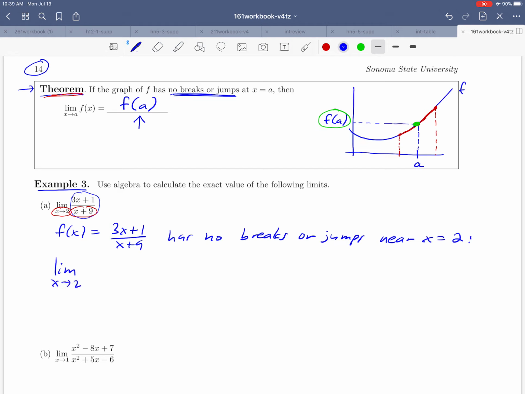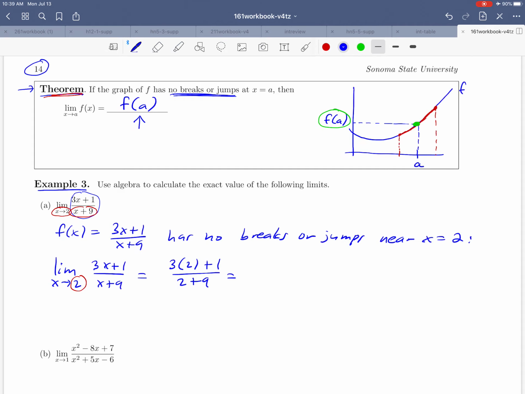Okay, so to take the limit as x goes to 2 of (3x plus 1) over (x plus 9), the theorem says we can just plug in the x value that we're approaching. So we're going to take 2 and just substitute it in for our x values and see what we get.